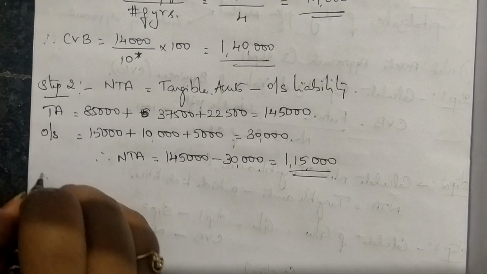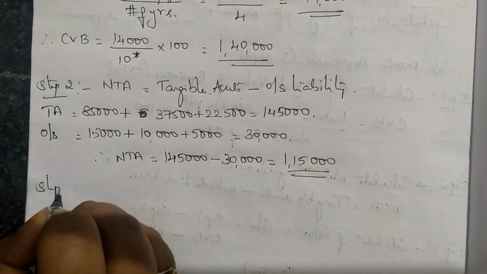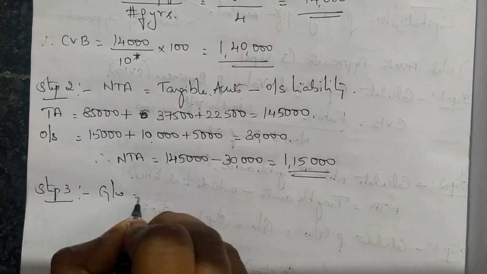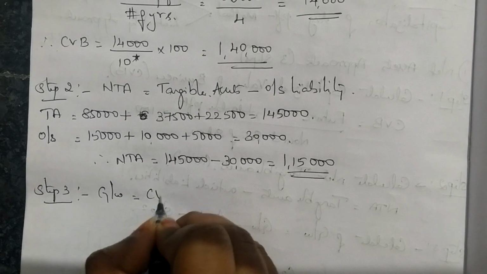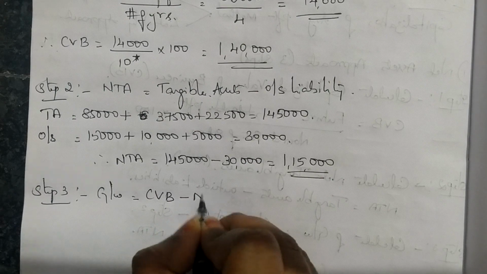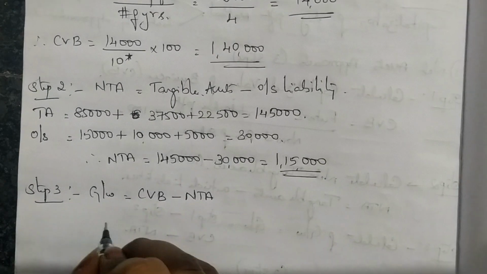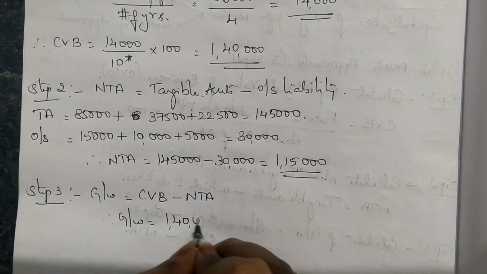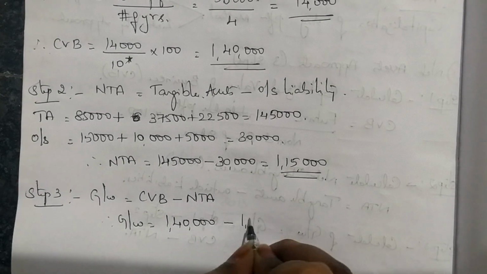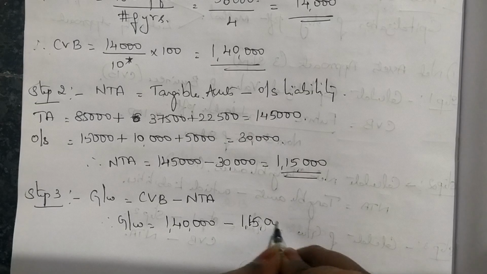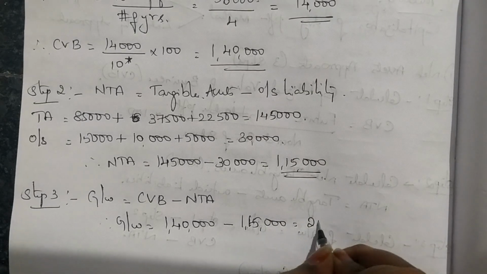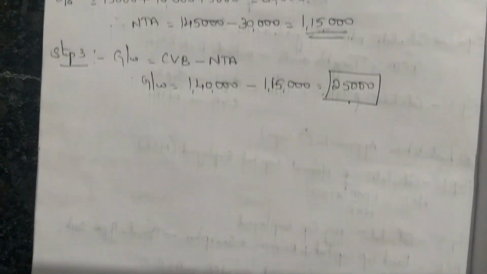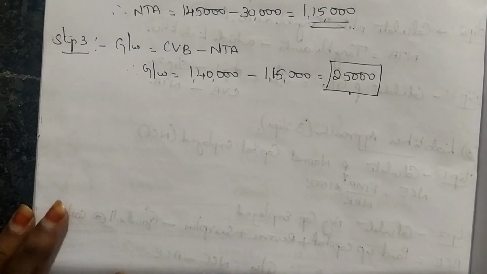Now let us calculate your step number 3. Step number 3 is your actual calculation of goodwill, which is step 1 minus step 2, that is CVB minus NTA. Therefore, your goodwill is equal to 1,40,000 minus 1,15,000. You get the goodwill to be 25,000. Now this is called your net asset approach.